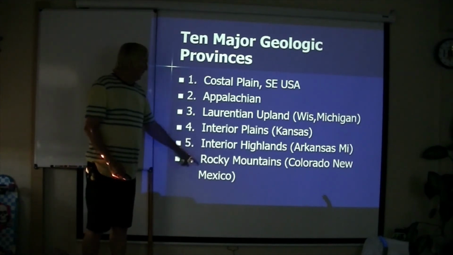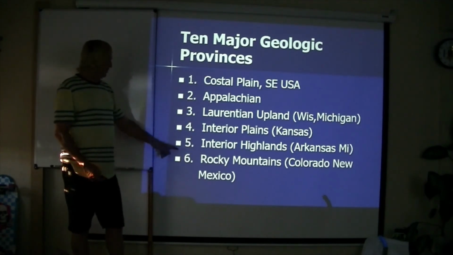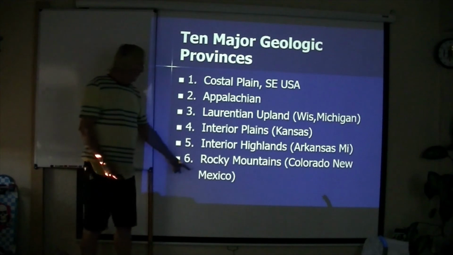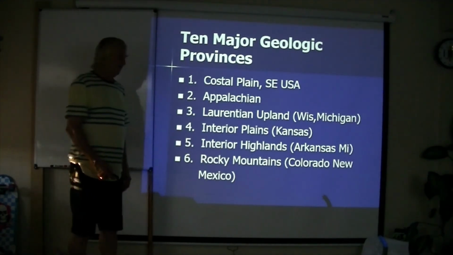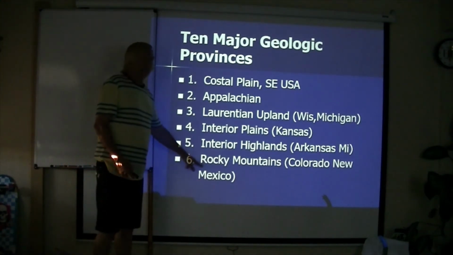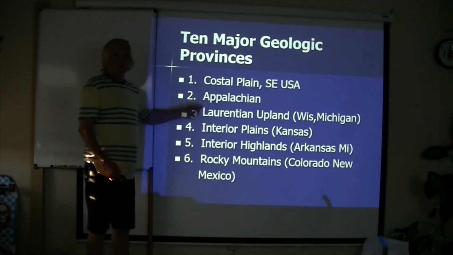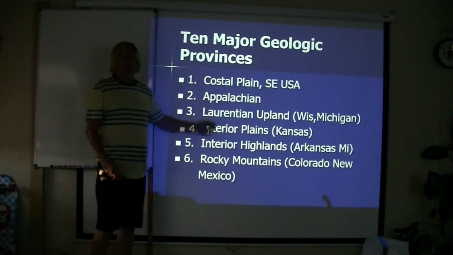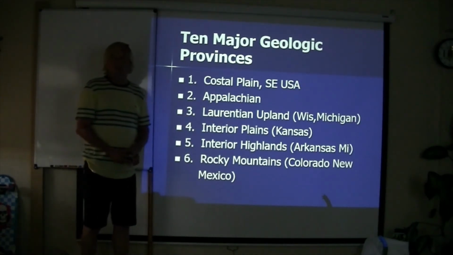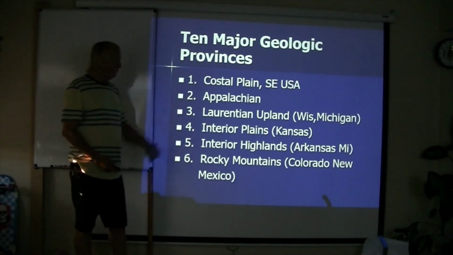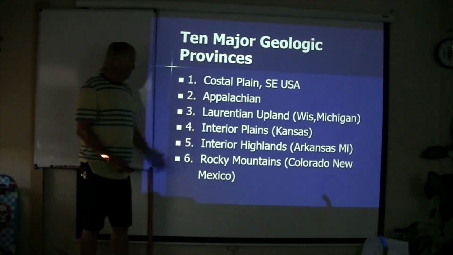Then we'll look at the interior highlands. This is the Ozark Mountains of Arkansas and Missouri. After that, we'll look at the Rocky Mountains, Colorado, New Mexico. The Rocky Mountains are a fairly young mountain range compared to the Appalachians. The Appalachians were formed right at the end of the Devonian. The Devonian is a geological period that started 409 million years ago and ended about 354 million years ago. That's when the Appalachians were formed.